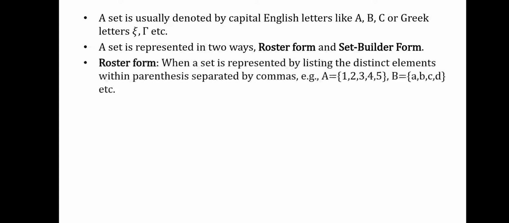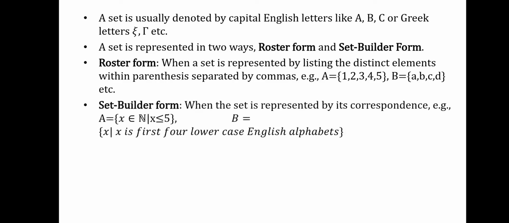So basically that is it. Roster form is when I am writing the distinct elements. Now here this is very important. Distinct elements in the sense you can't repeat the elements. If there are elements getting repeated, you only count them once. You do not take them more than once. Again, in the set builder form, the same thing you write, but in the form of a relation.